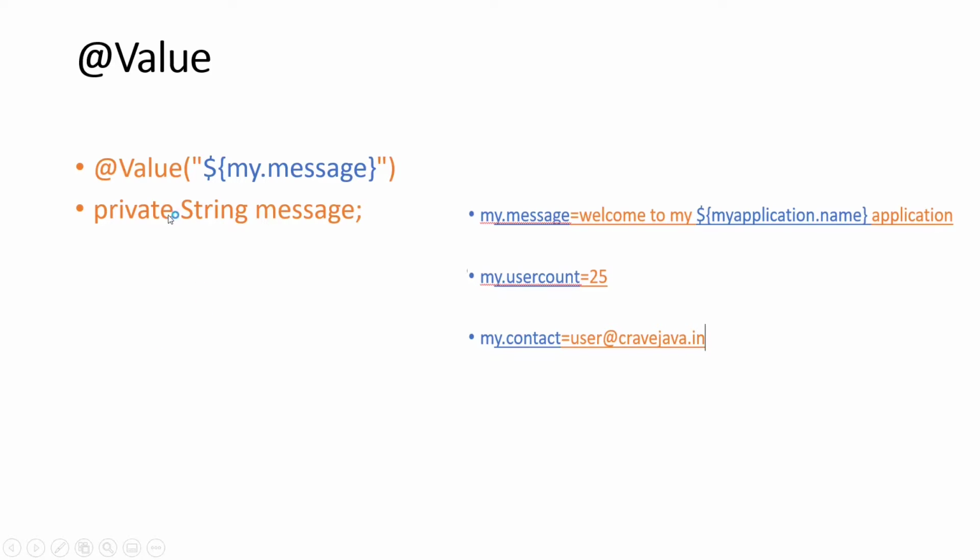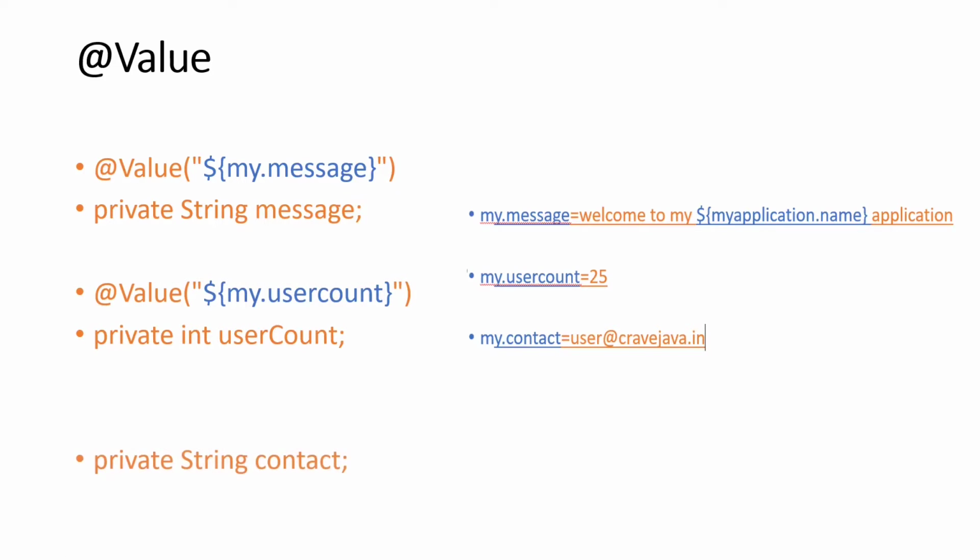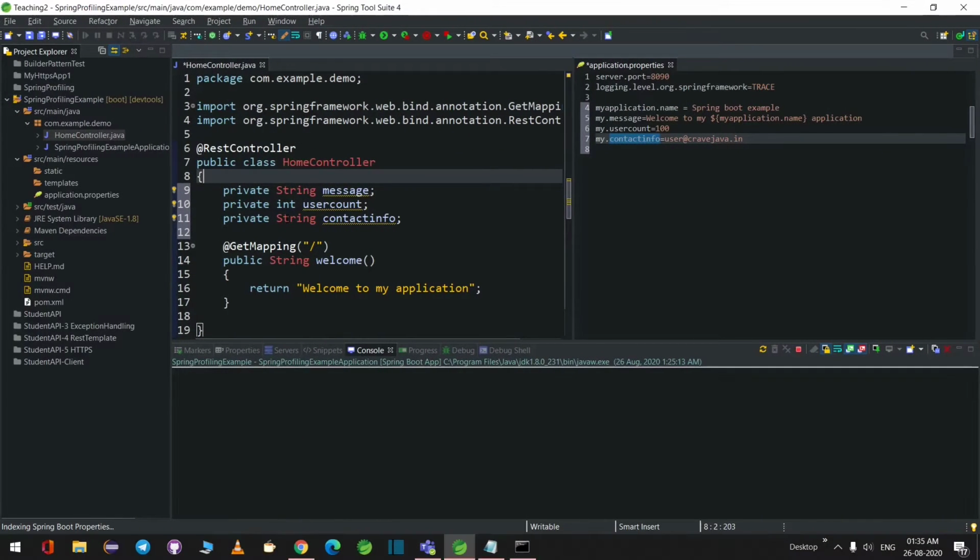When I say @Value and the placeholder, the container will look for my message in the application properties, and the value of that my message will be injected into this variable. In the same way we'll do it for user count and for contact. We'll go back to the code and see how to do that.